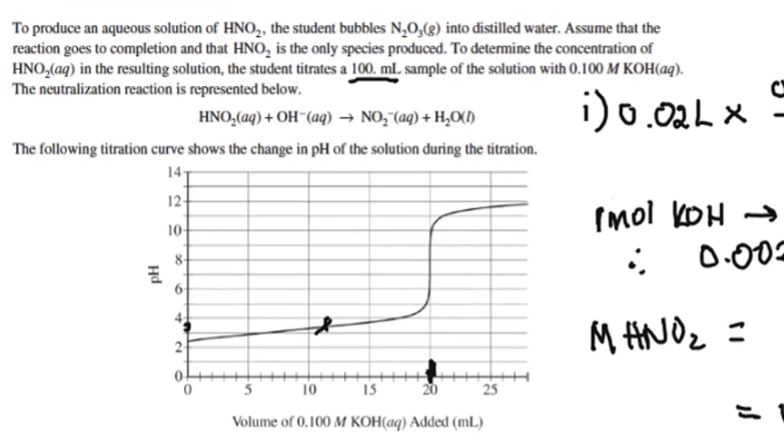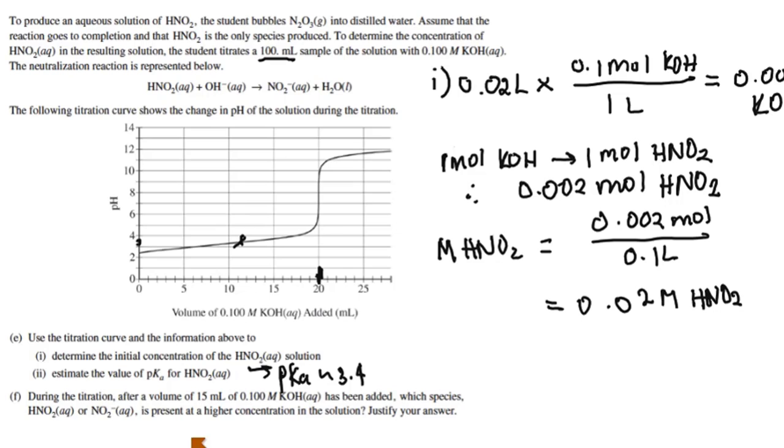Okay, moving on. During the titration, after volume of 15 milliliters of 0.1 molar KOH has been added, which species, HNO2 or NO2 minus, is present at a higher concentration in the solution? Basically, we're saying we are here on the graph, okay? We are above our equilibrium.